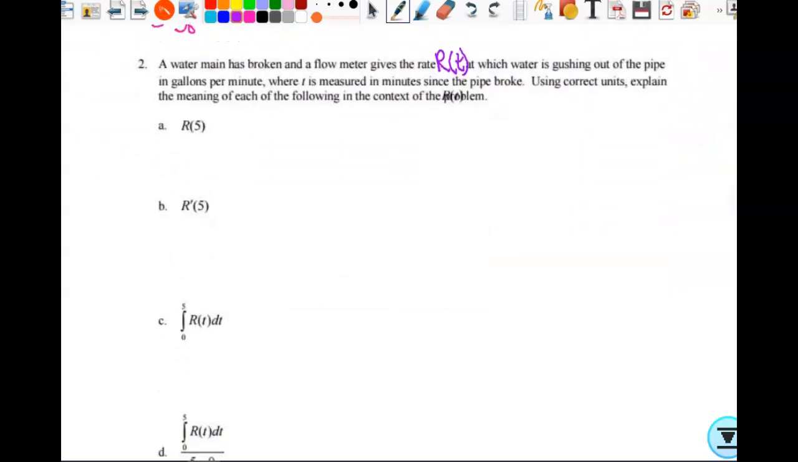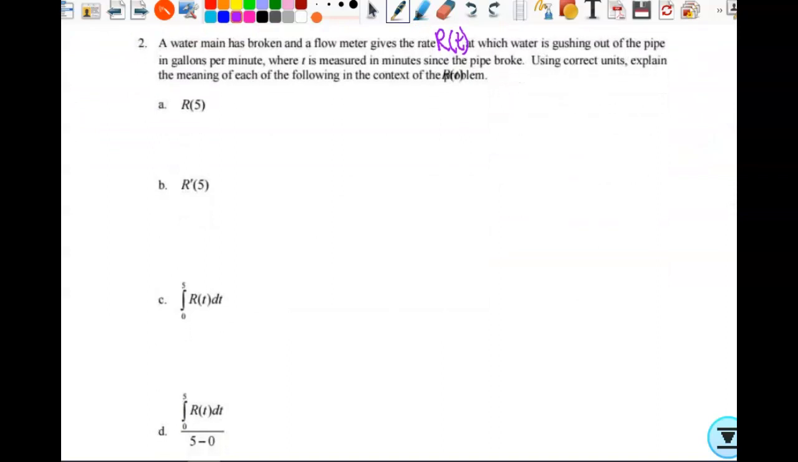All right, so now I want you to do just A. Come up with the units and come up with an explanation. Yep. So R of T is what they gave us, right? So we have gallons per minute.